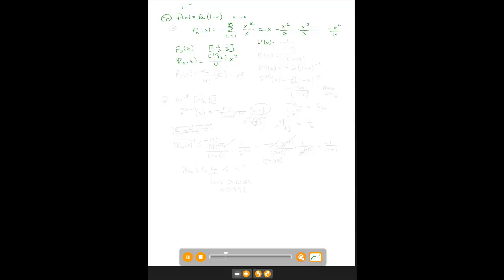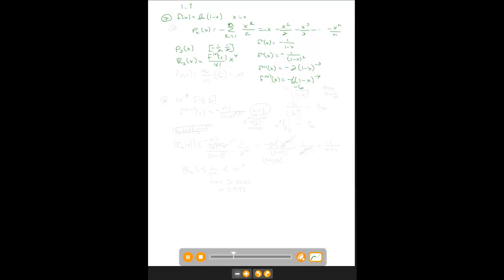F prime of x is going to be negative 1 over 1 minus x. F double prime is going to be positive, and then negative again, 1 over 1 minus x squared. The third derivative is then going to be positive 2, negative 2, 1 minus x to the negative 3. And the fourth derivative would be positive 6, but negative 1 minus x to the negative 4. Oh, I forgot the 6. There we go.